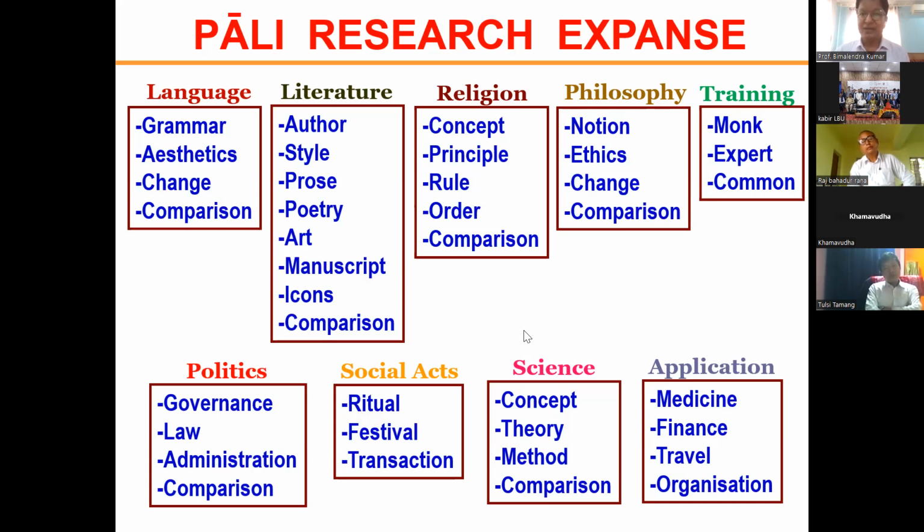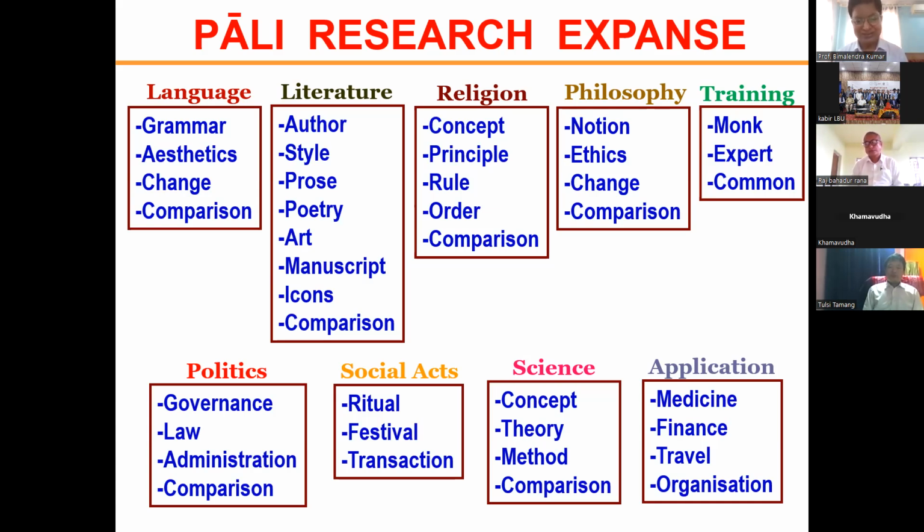And later on, from the 5th century AD, we have the commentarial literature composed by Acharya Buddhaghosa, Dhammapala, and Buddhadatta. And later, from the 8th or 9th century AD, we have a series of literature composed in Sri Lanka, Myanmar, and Thailand. Until now, we have some of these texts.